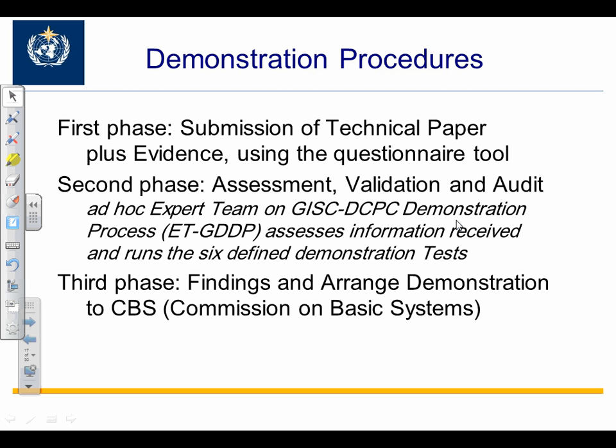A second phase, assessment, validation, and audit, where ETGDDP will assess the information received, if needed, ask for clarification, and then help the members in providing the relevant documentation, run tests, and audit DCPC candidates. The third phase, findings and arrange demonstration to CBS, where the ETGDDP concludes the assessment. WMO members endorsed by ETGDDP with qualifications will have to demonstrate to CBS functions that have not been endorsed by ETGDDP.